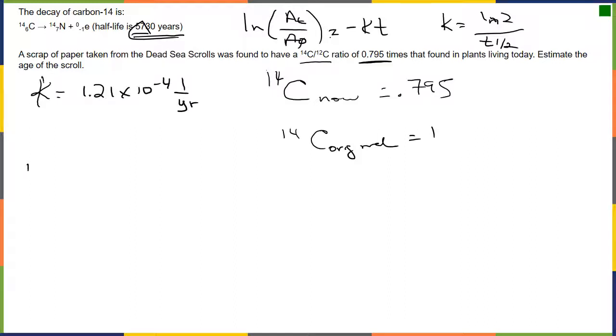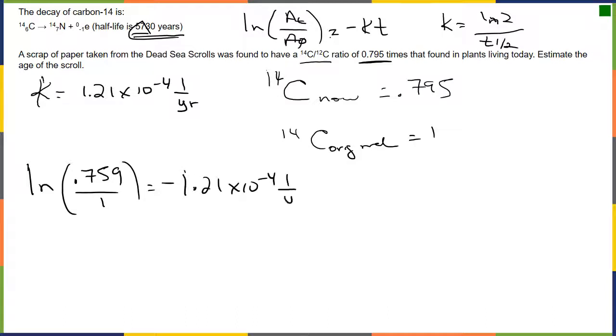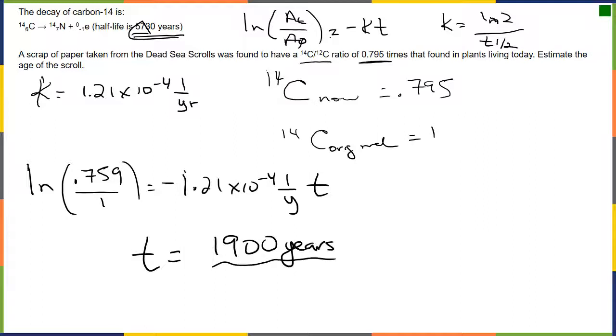And our equation, the natural log of 0.795, what's left, over 1, is equal to minus 1.21 times 10 to the minus 4 per year multiplied by time. If we solve for the time, we're going to get about 19,000 years, which tells us that we know these were built or written around the time of the death of Christ, is about consistent, and they're about as old as we think they are.